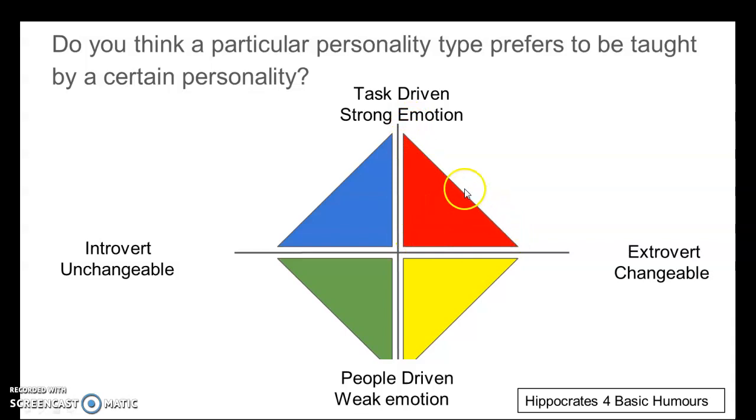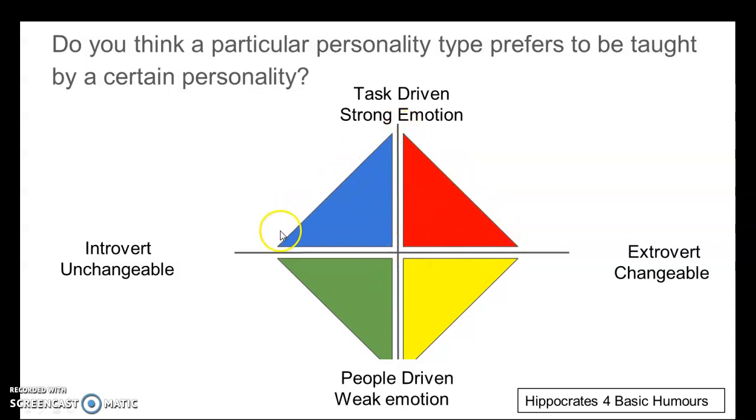You've got somebody who fits into the red bracket. So they're quite similar in that they're still the extrovert, changeable, but they're very task-driven and strong emotion. So this person would make a decision because it's logically the right thing to do. They maybe wouldn't consider the human sort of factor in there around people's feelings and emotion. They would think it's the right thing to do, so they're going to do it.